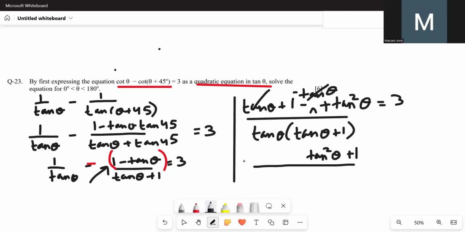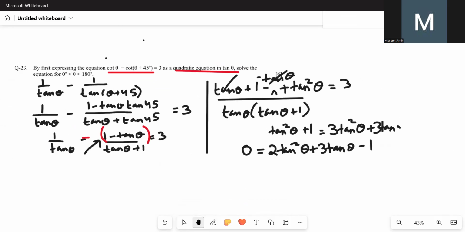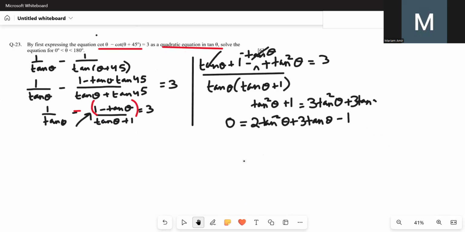And we cross multiply. Denominator goes to the other side. And we get 3 tan square theta plus 3 tan theta. Okay. So we get 0 equals 2 tan square theta plus 3 tan theta minus 1. Okay, so we've shown a quadratic equation and now we solve it. So we could do middle term break. I don't think middle term breaking is going to work. In fact, we will use the quadratic formula.